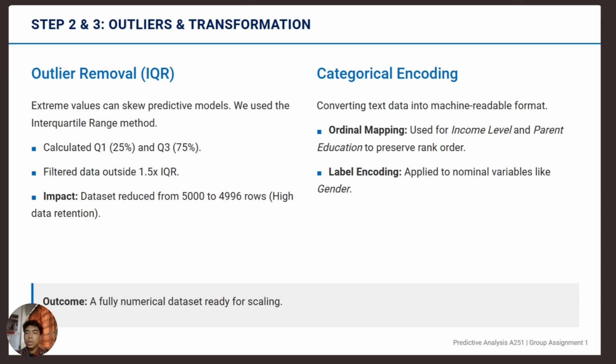Next, we handle categorical encoding because machine learning models cannot understand text, so we converted all categorical values into numbers. For features that have a natural order, like income level or parent education, we use ordinal mapping. For variables without order, such as gender, we applied label encoding. After this step, all categorical fields were fully numeric and ready for further analysis.